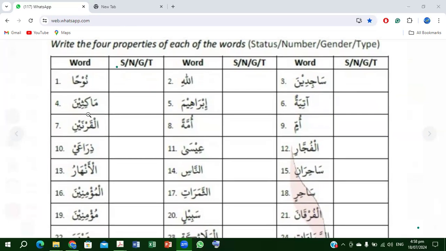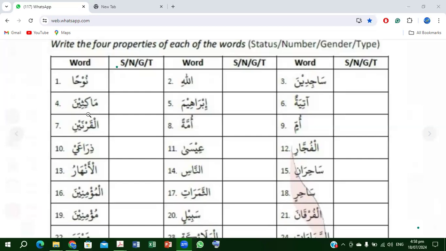The status: singular? Look at the combination in the end. No, it is plural. Okay. Plural, yes. Yes, okay. Yes, plural. And the status, is it rafa?